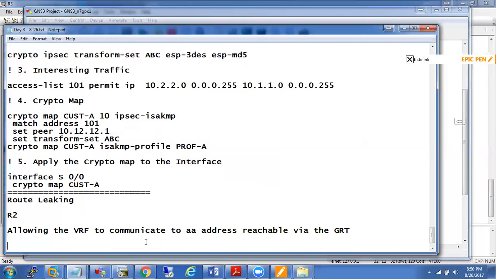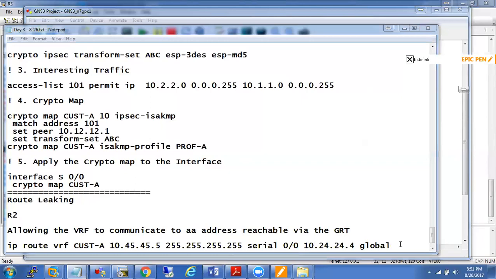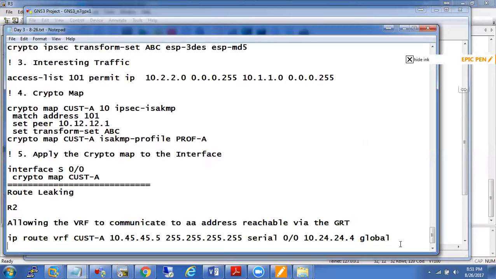Okay, how do I do it? IP route cust A. This is the address that I want to reach. It doesn't have to be a host route. It could be a network or a default gateway for that matter. Serial, in my case, 0/0. The next hop, in my case, 10.24.24.4, and the keyword global. All right. This is in one VRF, and then I have to do the same thing for the other VRF, and this would remain almost the same. Yeah, it is the same actually.